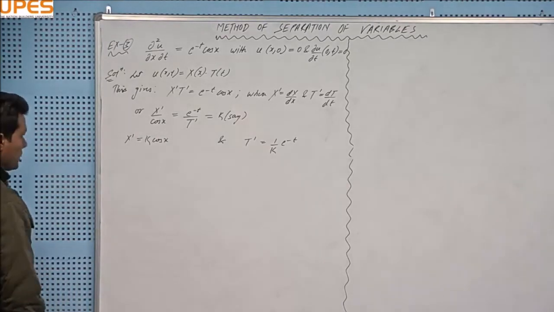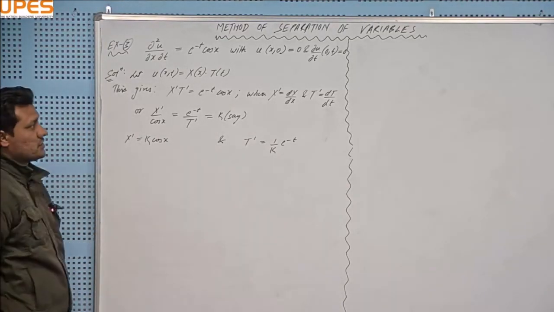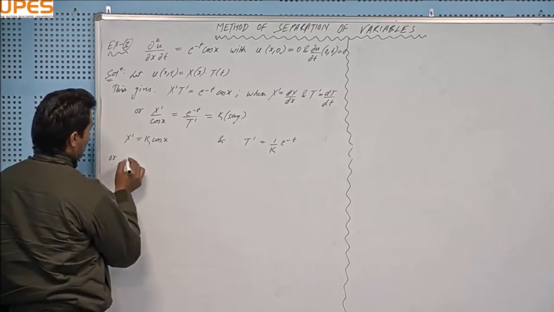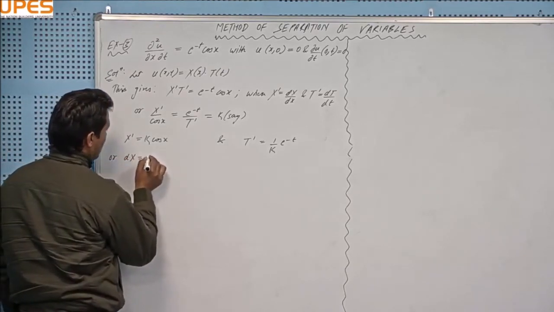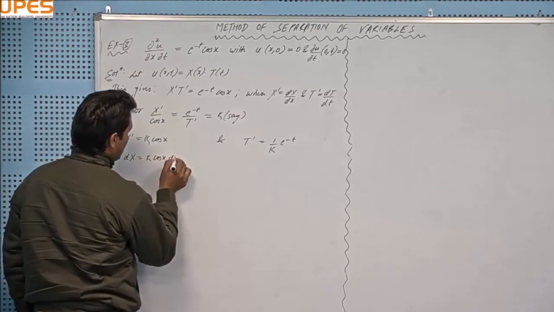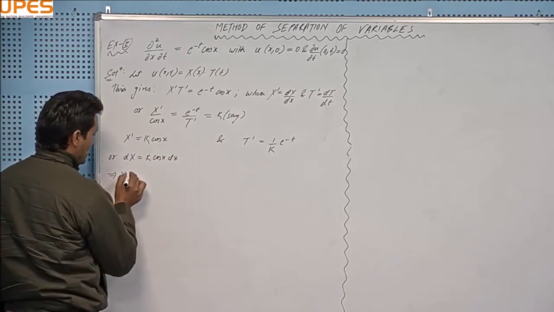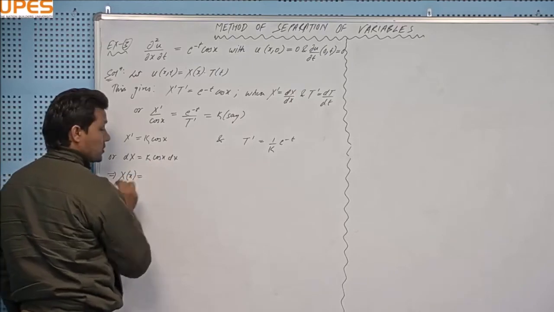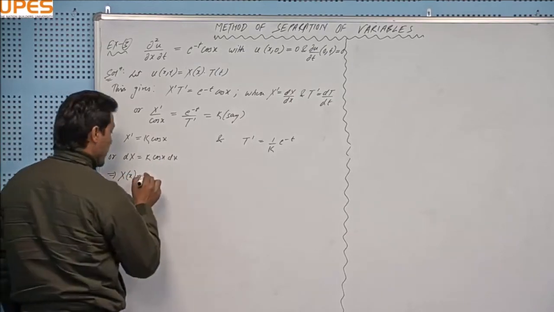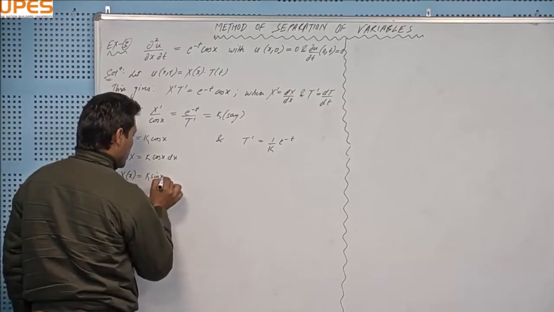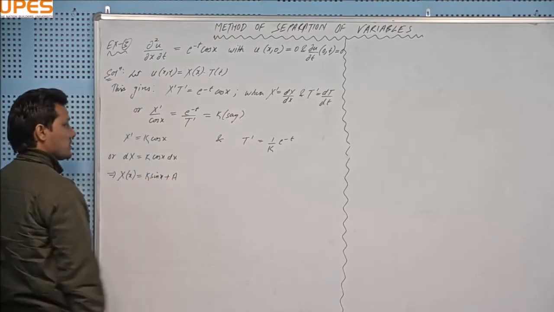And let me try to solve it. Since X dash is dx upon x, that will give me dx over k cos x dx, and on integration I will be having capital X as a function of x. Integration of cos x will produce sin x, k sin x plus capital A as a constant of integration, right?